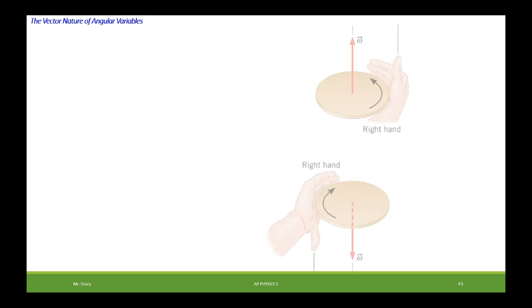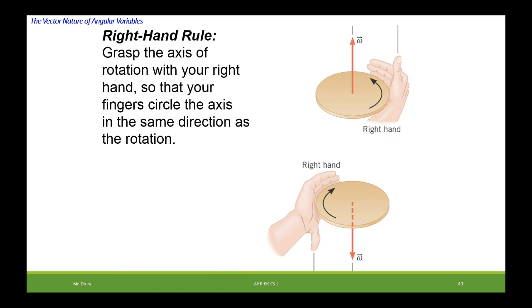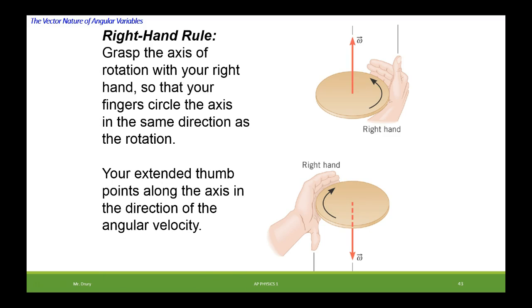Okay, the last topic I would like to talk to you about today is what's called the right-hand rule. Grasp the axis of rotation with your right hand so that your fingers circle the axis in the same direction as the rotation. Your thumb points along the axis in the direction of angular velocity. So here you can see the fingers are wrapping around counterclockwise and your thumb is pointing up. So the direction of the angular velocity is upwards, while here it's downwards. And obviously it's really important that you use your right hand.